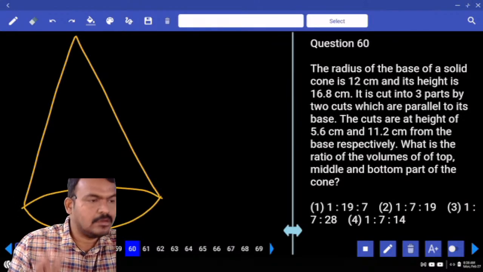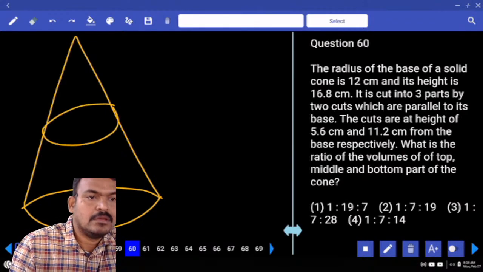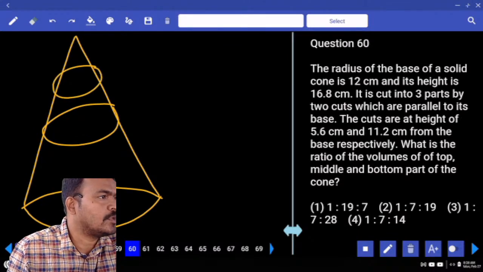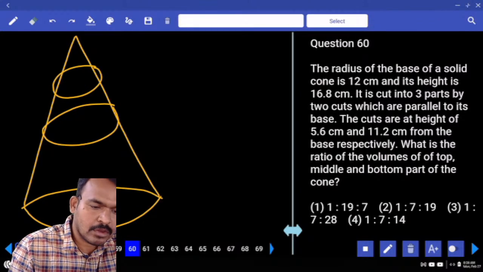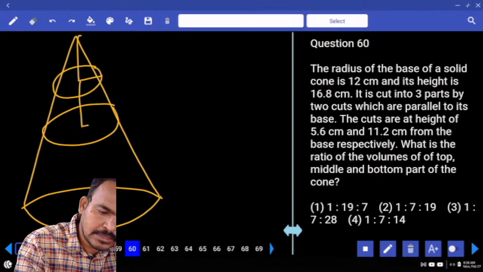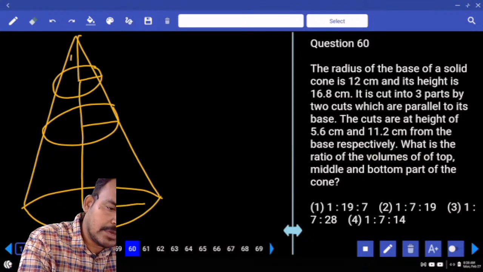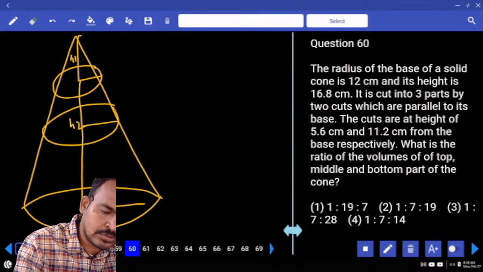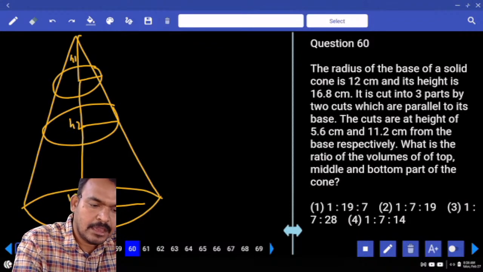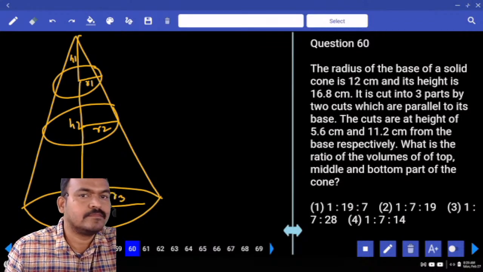it is the actual diagram. It is cut into 2 parts or 3 parts? It is one part, and this one is another part. Total how many parts? 3 parts. Okay, and here radius and height, and here also radius and height, and here also radius and height. This one we consider h1, this is h2, and here h3. Okay, and this is r1, r2, r3.